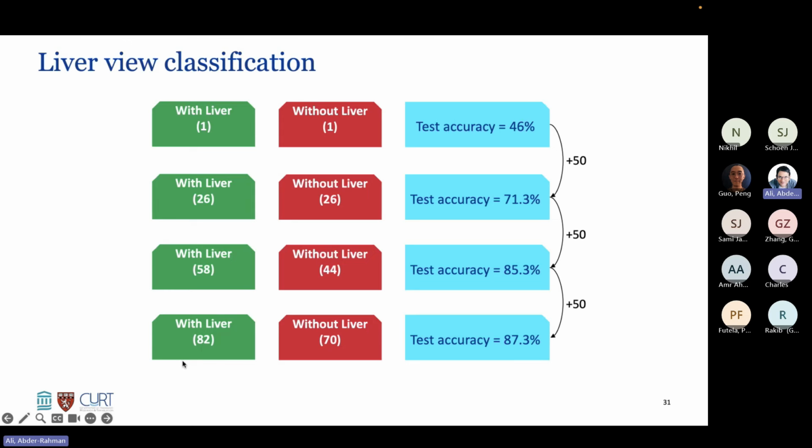So here, using 152 images, we got 87%. And let me give more meaning to this number. This year, I published a paper at CVPR. This paper was about the same problem, liver view classification. Now, I used the MLP mixer, an architecture developed in 2020 by Google.